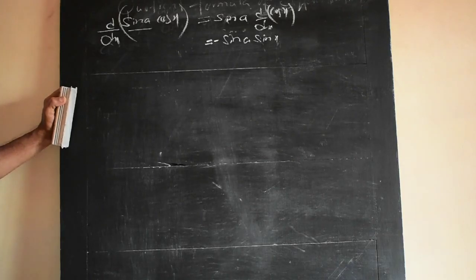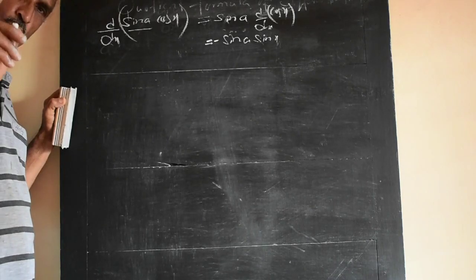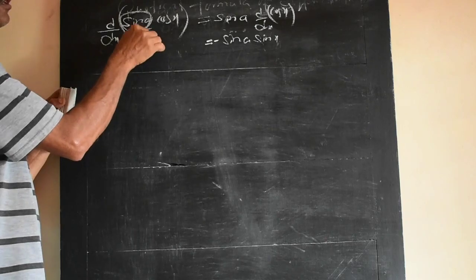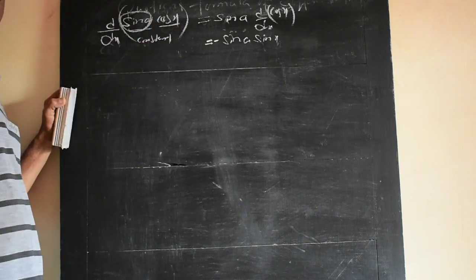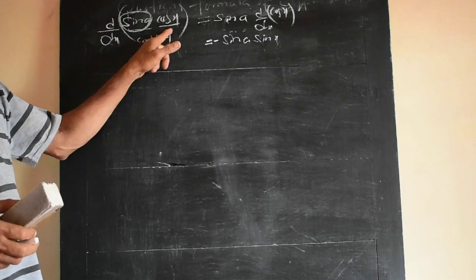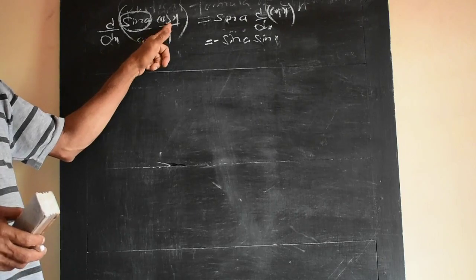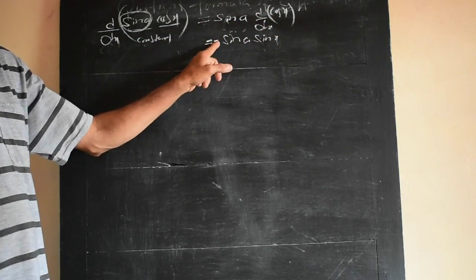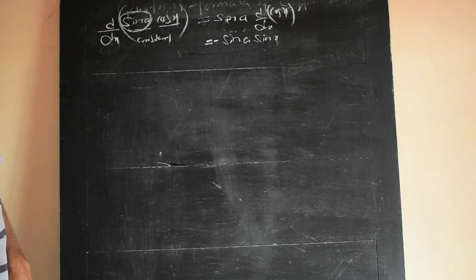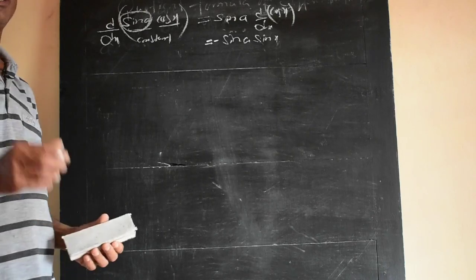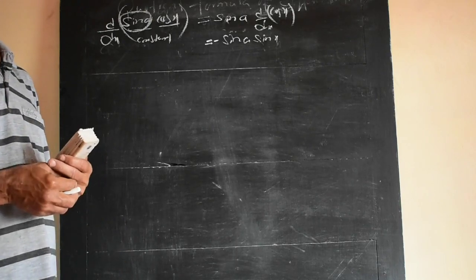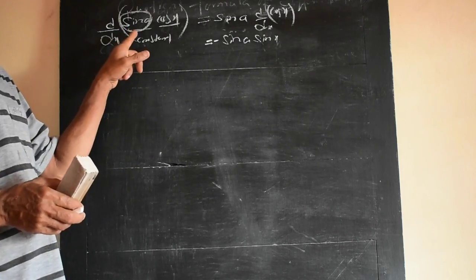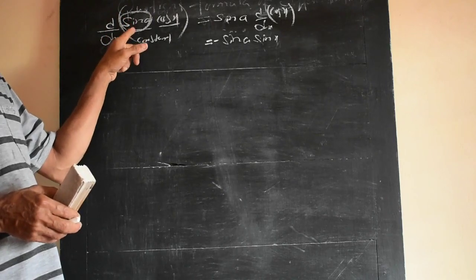In product formula U into V, U and V should both have X, but here one is a constant and the other has the variable. Therefore, this function belongs to the category of constant into function, so the constant stays outside into the differentiation of the function. Cos X differentiation is minus sin X. So whenever two terms are in product form, both should have the variable X. Otherwise, if one is constant and the other has the variable, there is no need of product formula; it is simply the constant into the differentiation of the function.